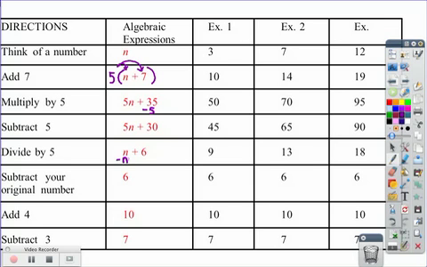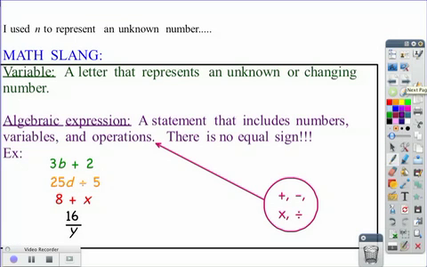I used n to represent an unknown number. A variable is a letter that represents an unknown or changing number. An algebraic expression is a statement that includes numbers, variables, and operations. You may be familiar with the word operations from the term order of operations, which relates to adding, subtracting, multiplying, and dividing. For an algebraic expression, there is no equal sign. If there was an equal sign, it would be called an algebraic equation.